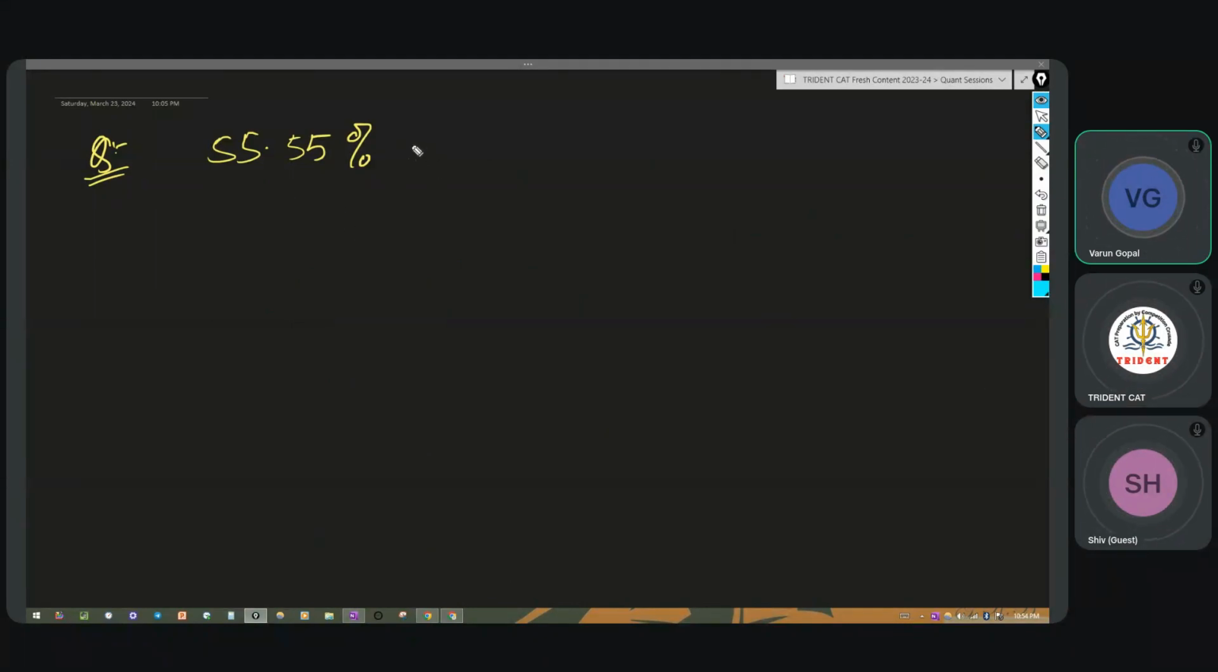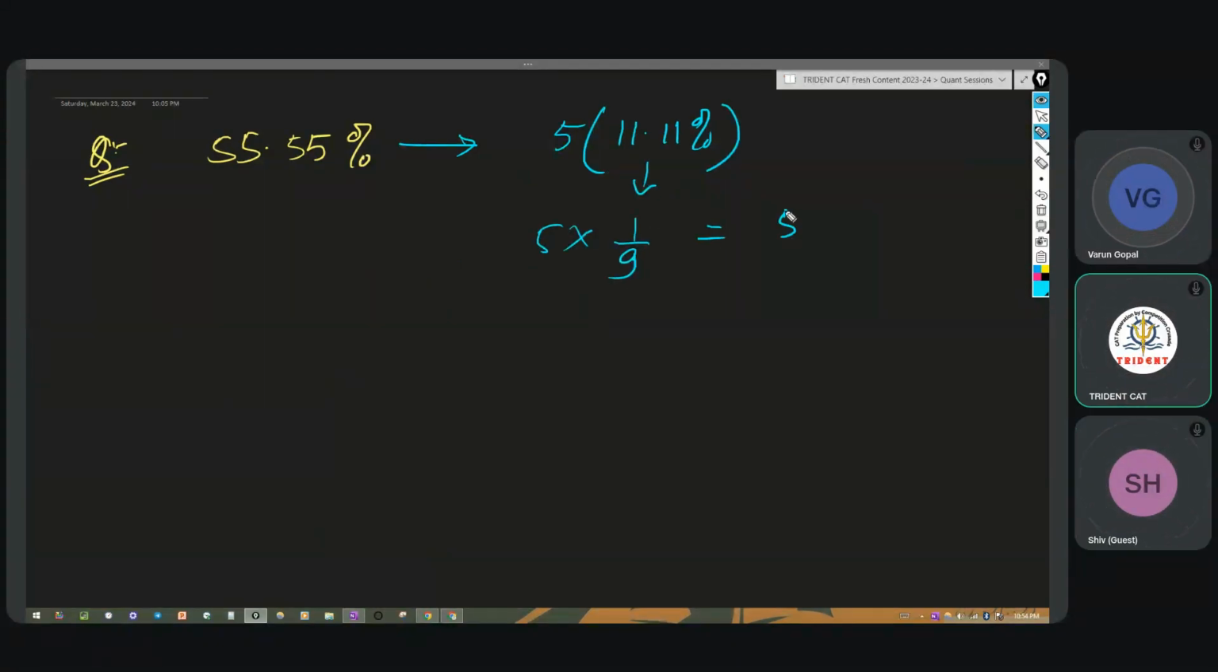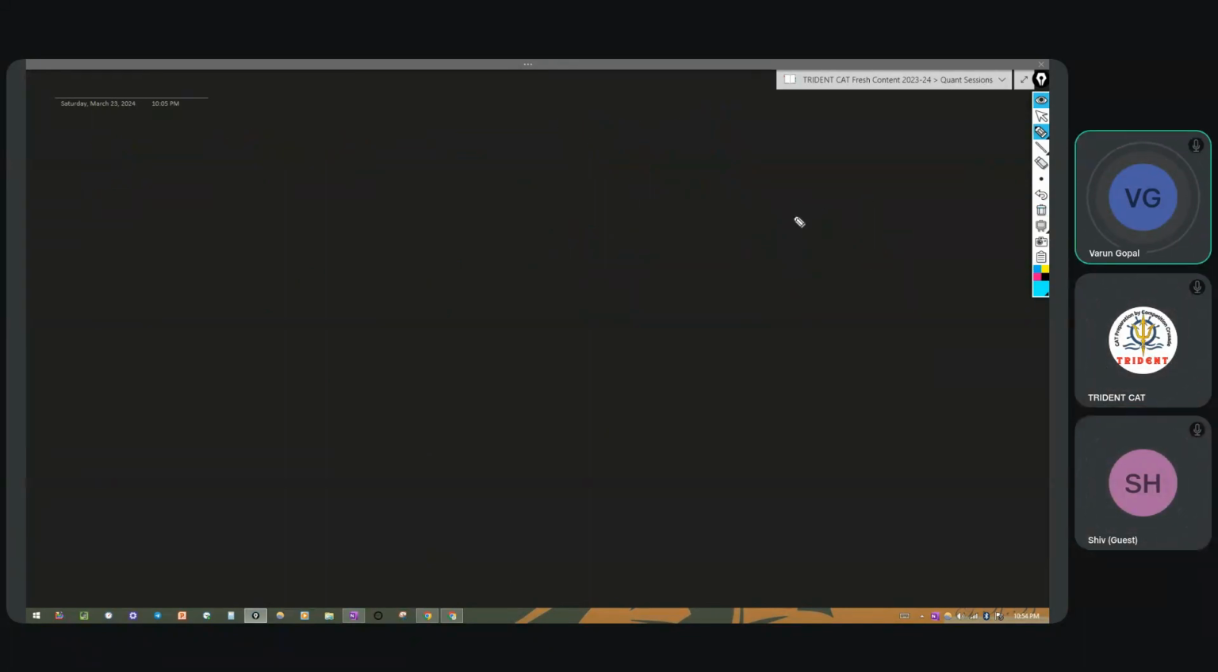Shiv, you also can say, tell me, 5 by 9, 5 into 11.11. This is 1 upon 9 into 5, giving me 5 by 9. Correct. Okay. So guys, we have understood a little bit about the fraction percentage conversions.